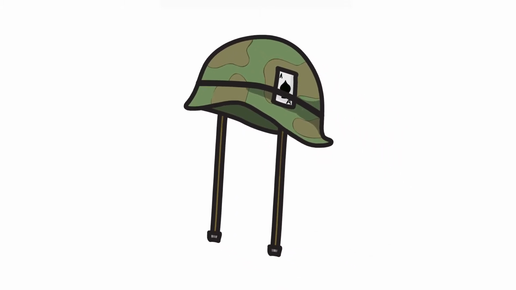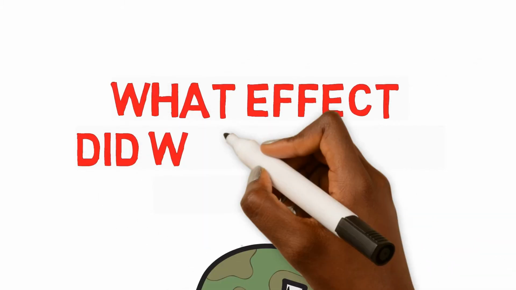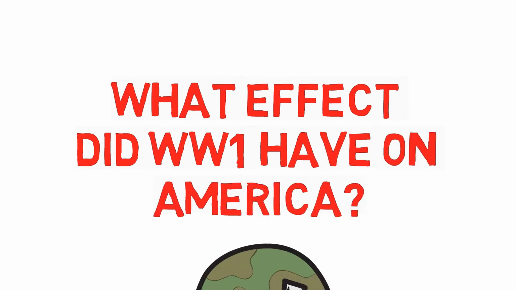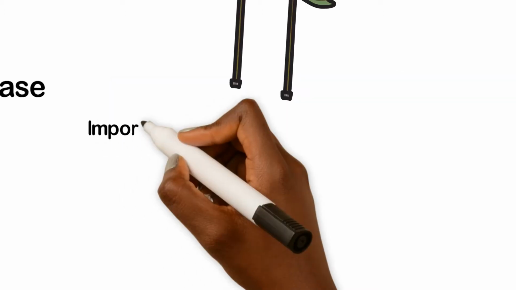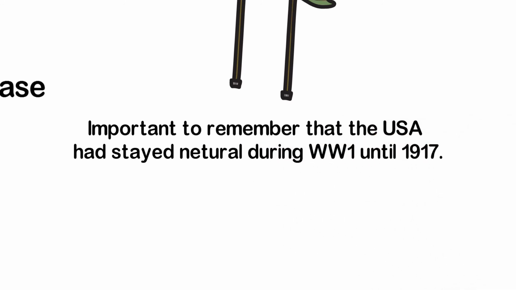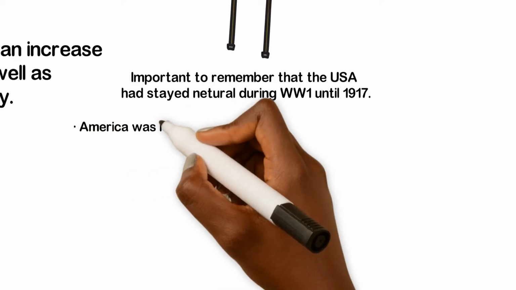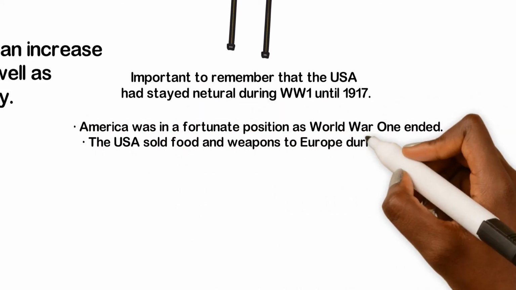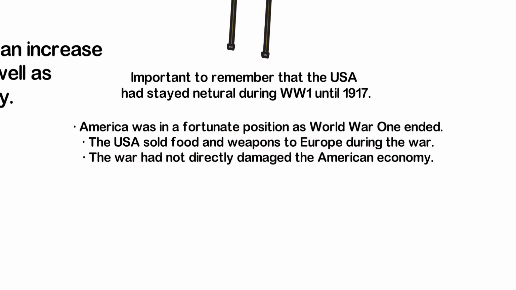However, before we can consider the causes of the boom in the 1920s, it's important to understand America's position just before the 1920s begin. In order to do this, we should consider the impact of the First World War. America stayed neutral during the war and did not join fighting until 1917. In the years before 1917, America was in a fortunate position as they had sold food and weapons to Europe, which meant that the economy was not directly damaged as a result of the war.